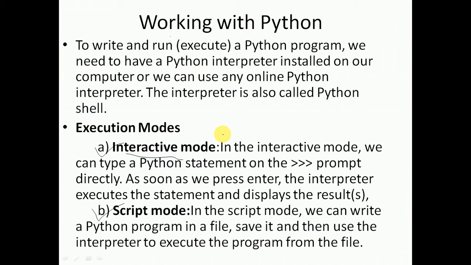Then after that we have script mode. In this script mode, we need to write a program, Python programming, in a file, and save it. Then, using the interpreter, we can execute the program. Let's see the difference between interactive mode and script mode.